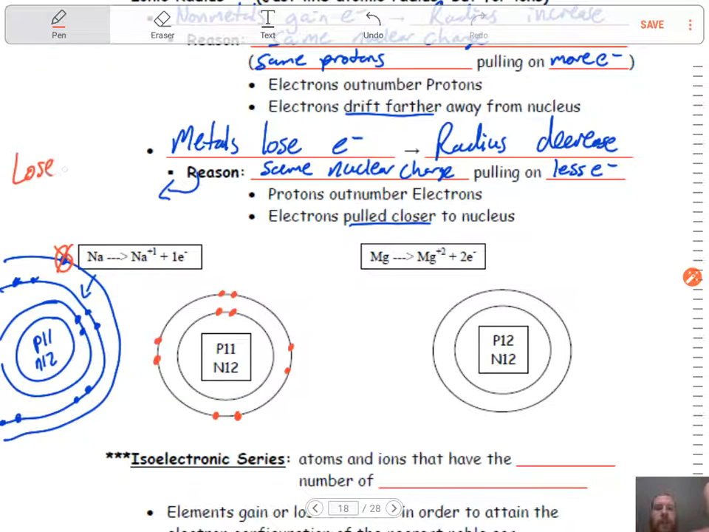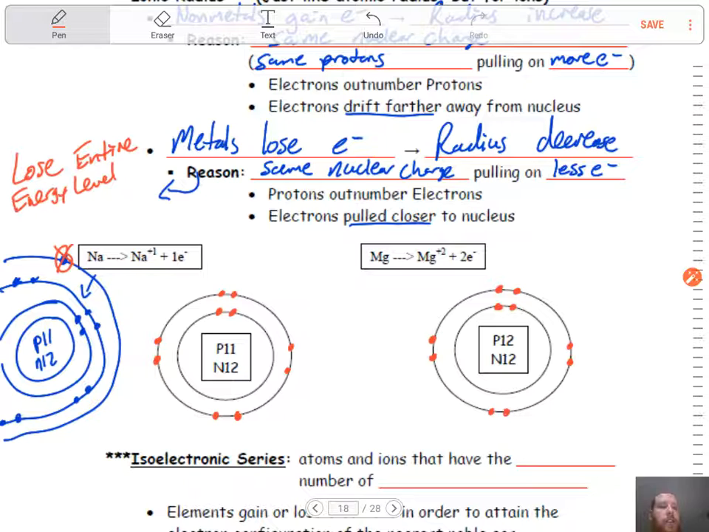So that's another big reason why the cation, or the positive ionic radius, is going to get smaller, because you're losing an entire energy level. Keep that in mind. If we go over here to magnesium, same thing. We lost our 2 outer electrons, but this is going to be very, very similar to sodium.